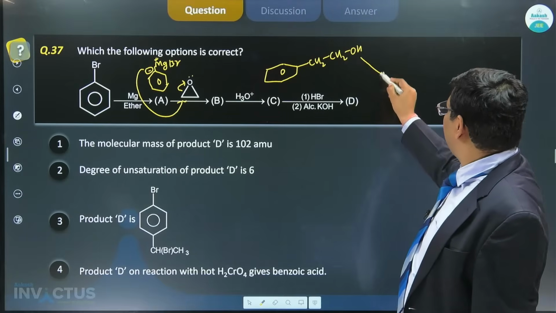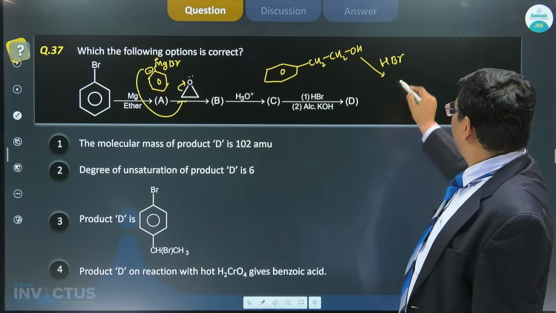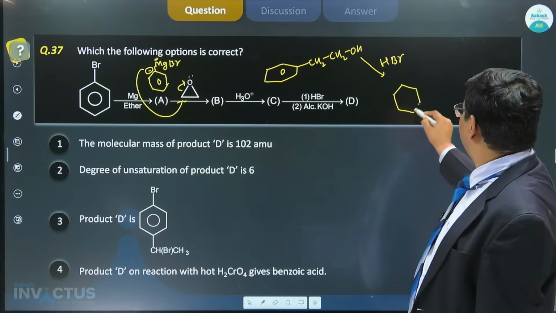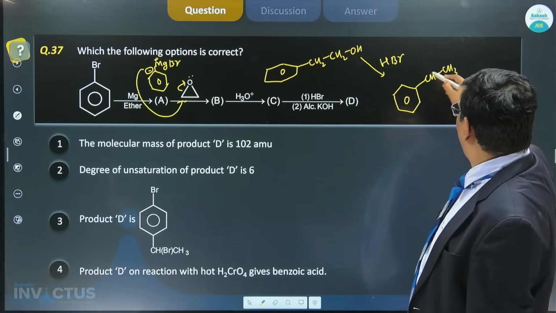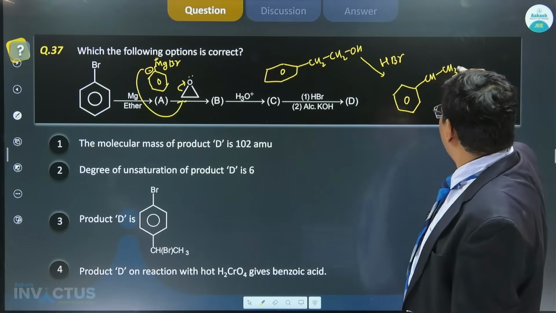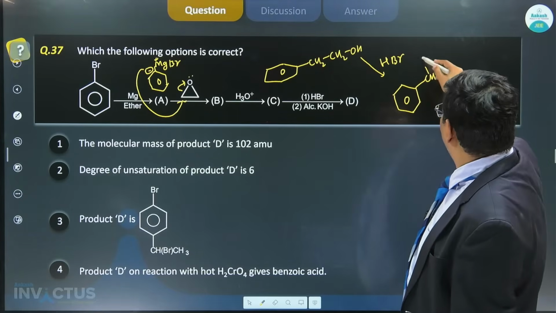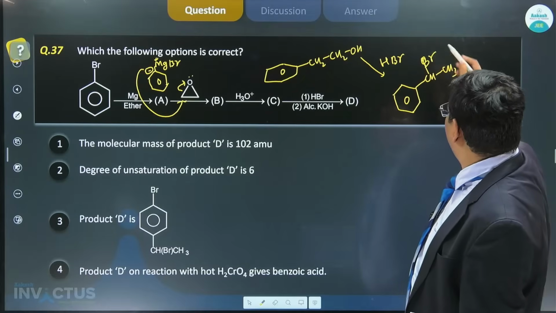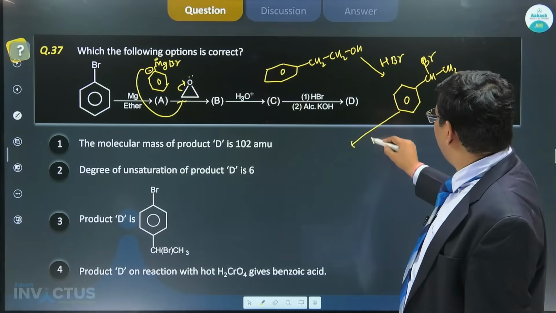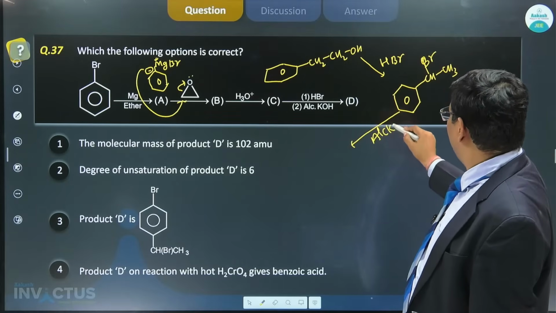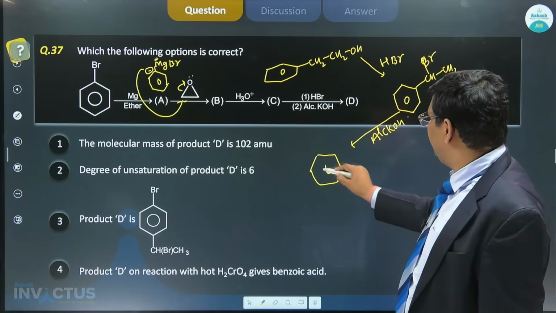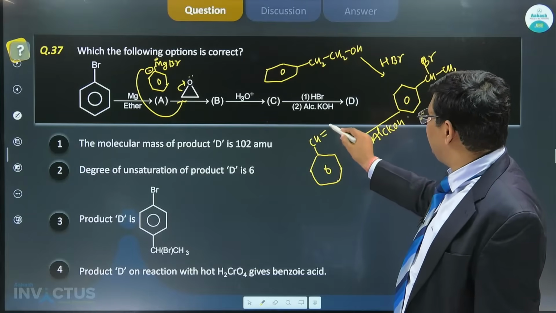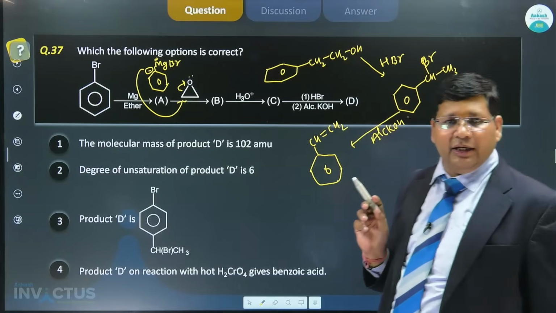So after adding HBr to this styrene, because the Markovnikov rule is followed, a carbocation forms, and a hydride shift happens near the carbocation, so you will get a stable cation over there. And after adding alcoholic KOH, there will be a styrene formation. So students, D is styrene, okay.